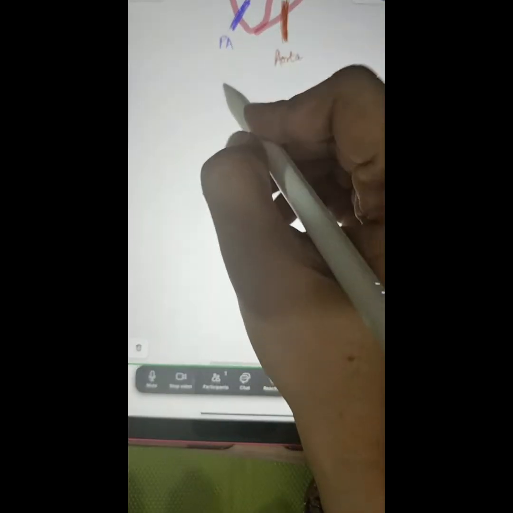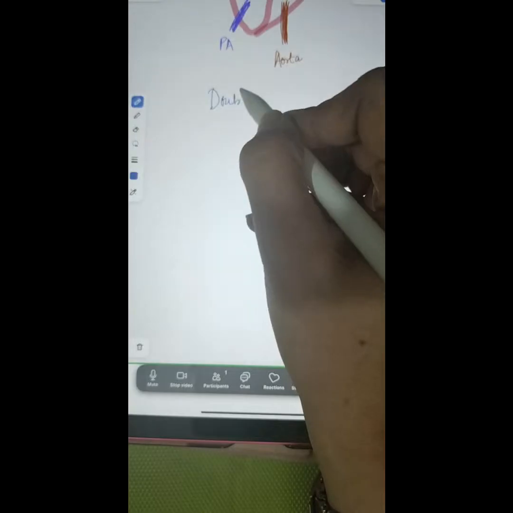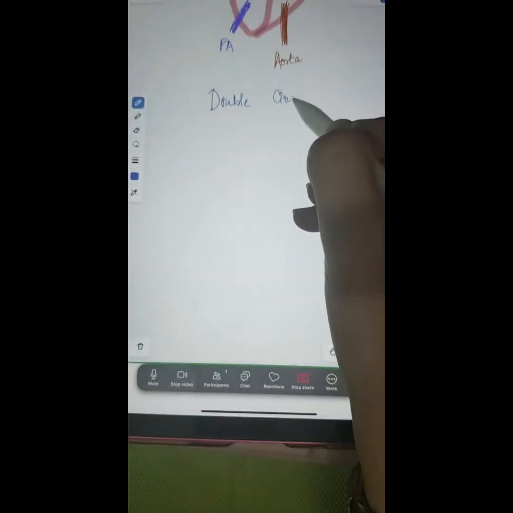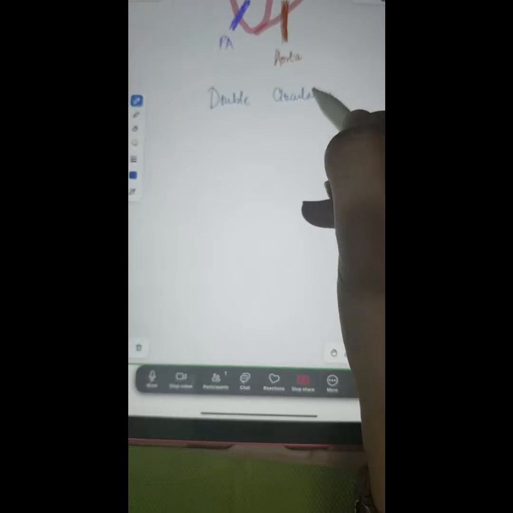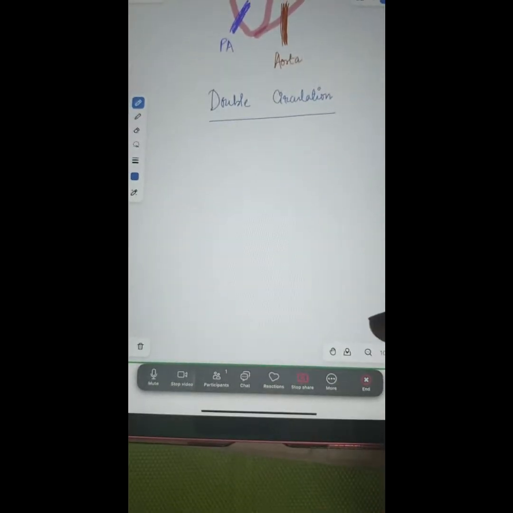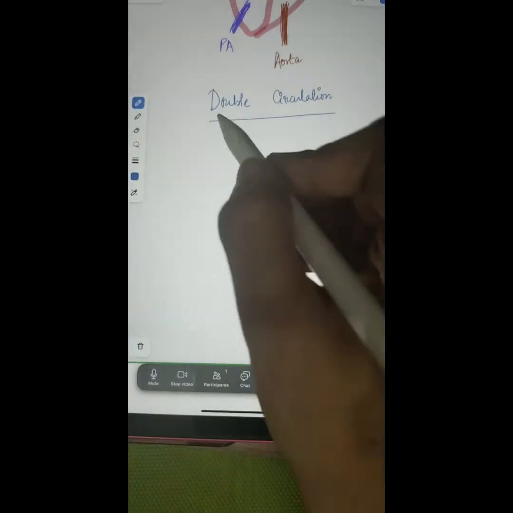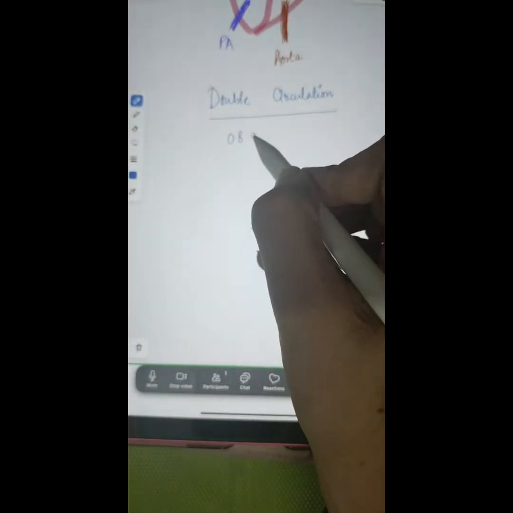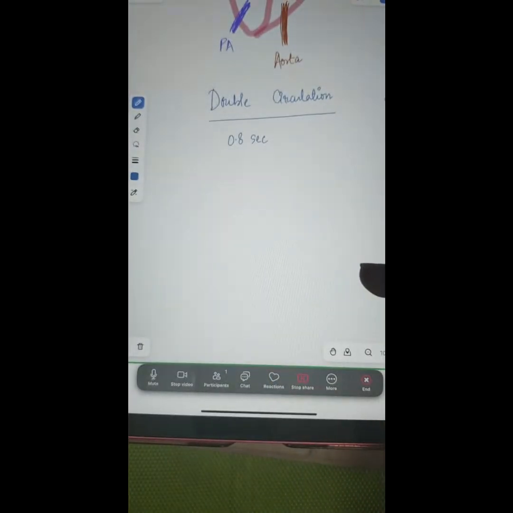Now, we have to study what? Double circulation. Double circulation refers to the flow of blood twice in the human heart in one cardiac cycle. One cardiac cycle is 0.8 seconds long. So, in that one cardiac cycle, blood flows twice in the heart. Right? This is known as double circulation.